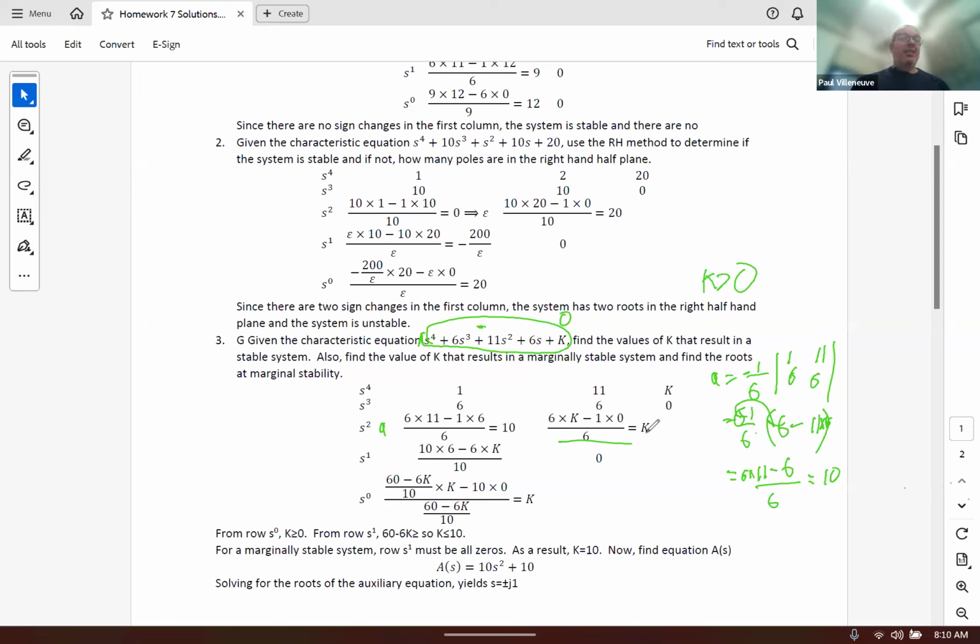And then my last one gets a little bit messy, but I'm being meticulous about it. So you can see with all this gibberish, I end up with K. Sanity check your work. Remember what the rule is for Routh-Hurwitz: your last term in your characteristic equation should be your last row term.